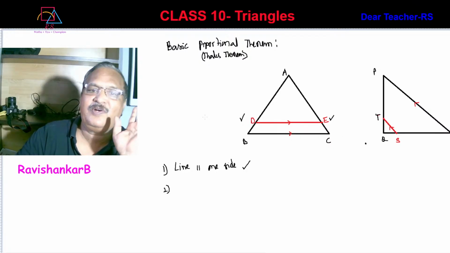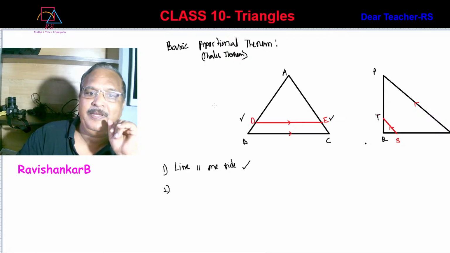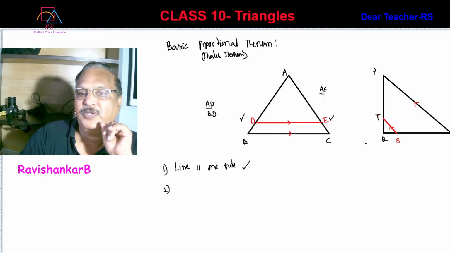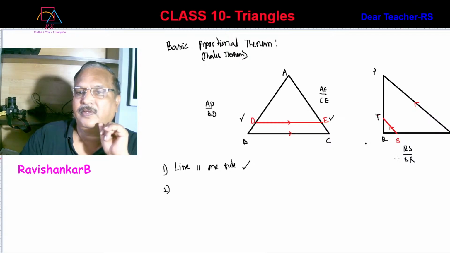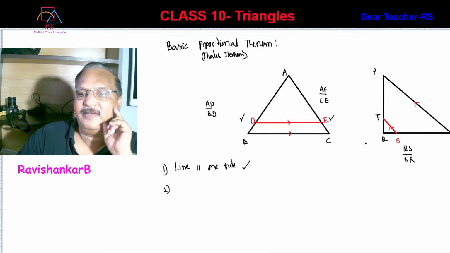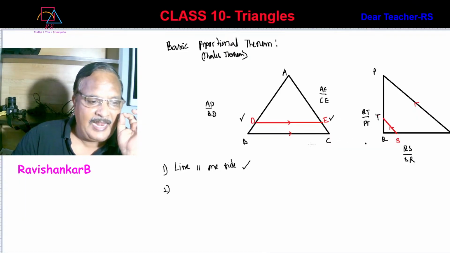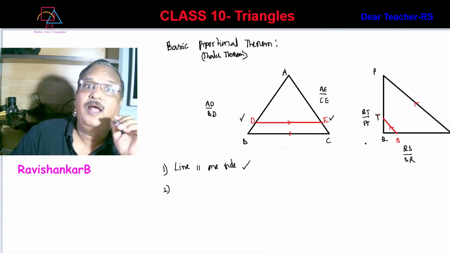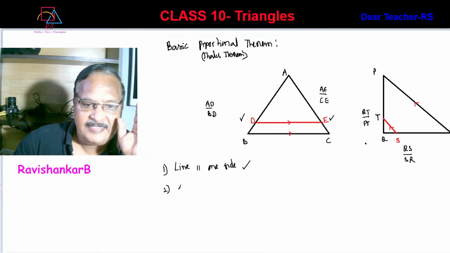Then what happened? This line is dividing AB in one ratio, AD by BD, and this parallel line is dividing AC in the ratio AE by CE. Let us come to the second figure. Here this parallel line is dividing QR in the ratio QS by SR, and dividing PQ in the ratio QT by PT. That means the line drawn parallel to one side divides the other two sides in the same ratio.